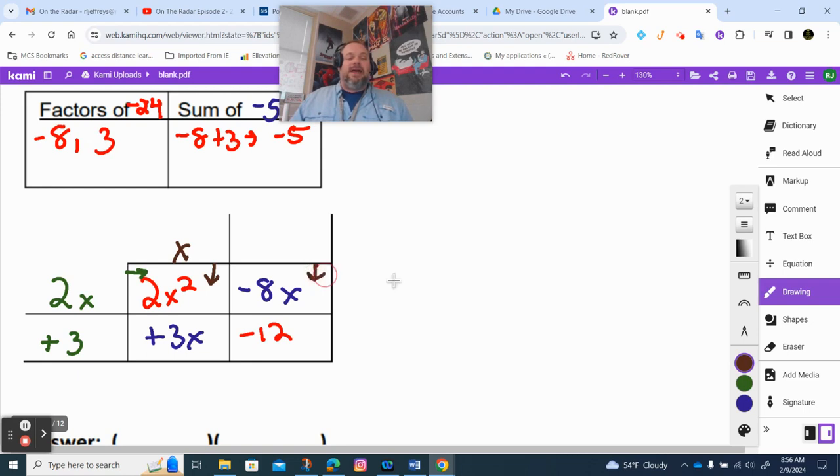As we're looking down this column, this is negative. So I got to take out a negative. So what's the biggest number I take out of between 8 and 12? 4.